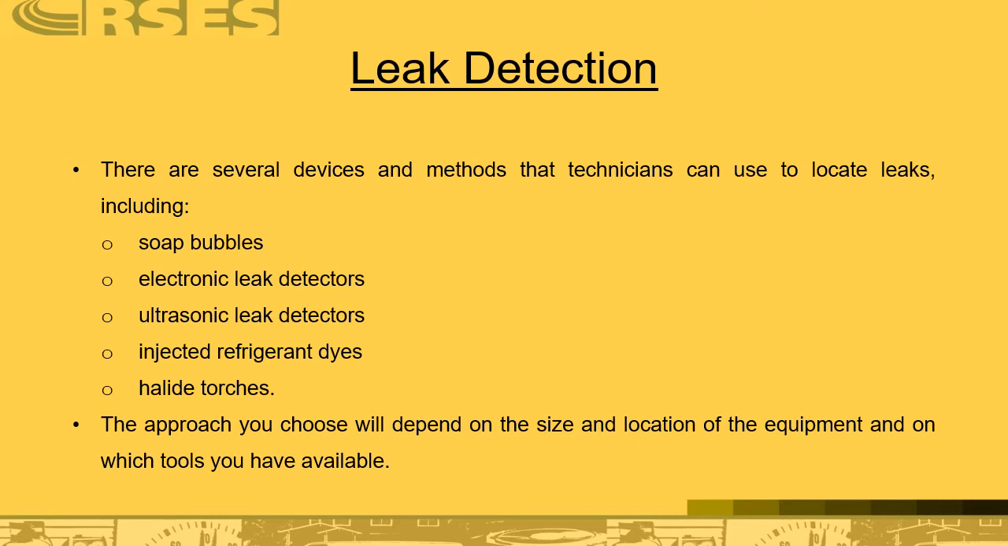There are several devices and methods that technicians can use to locate leaks, including soap bubbles, electronic leak detectors, my favorite, ultrasonic, which uses sound waves for leak detection, injected refrigerant dyes, which I talked about previously, and halide torches, which is considered an antique practice, and I would not use it. The approach you choose will depend on the size and location of the equipment and on the tools which you have available.